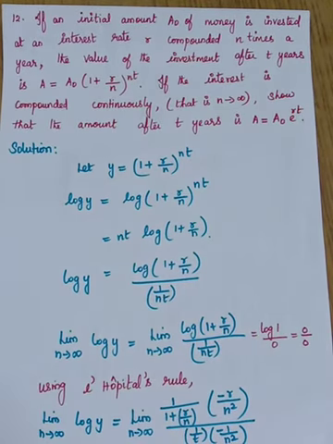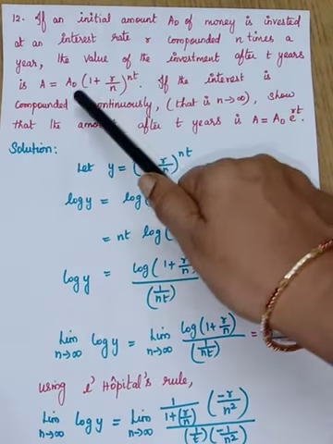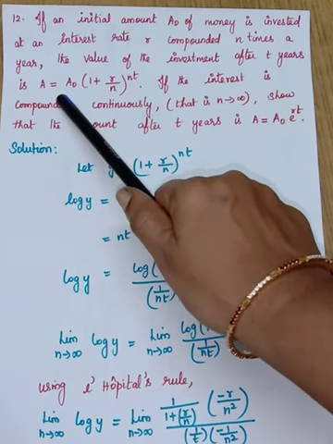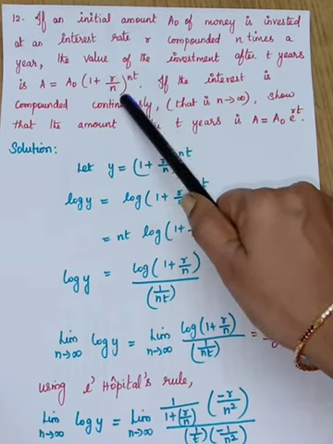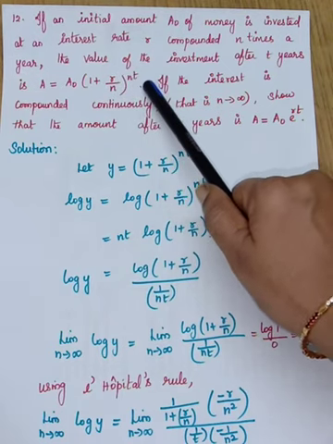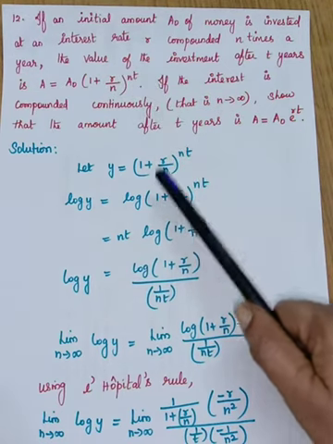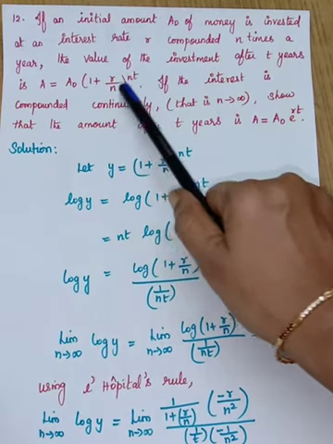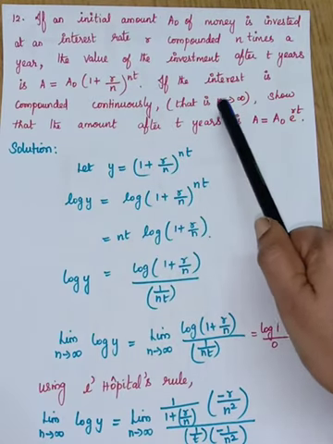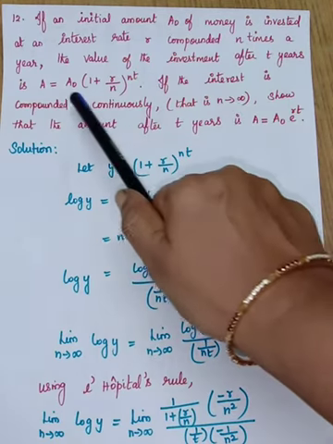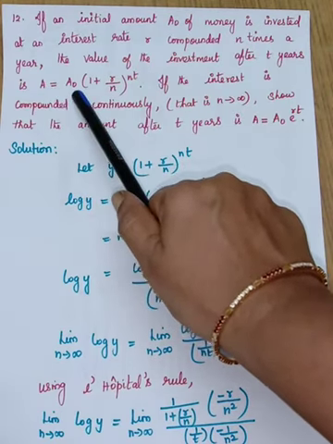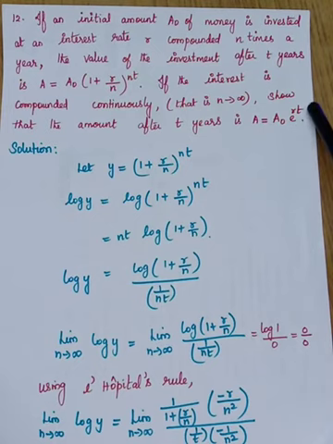Okay, so see now, here the function is given as A is equal to A0 into 1 plus r by n the whole power nt. See here, this n tends to infinity. We have to calculate when n tends to infinity. What you have to show? The amount A is equal to A0 into e power rt.